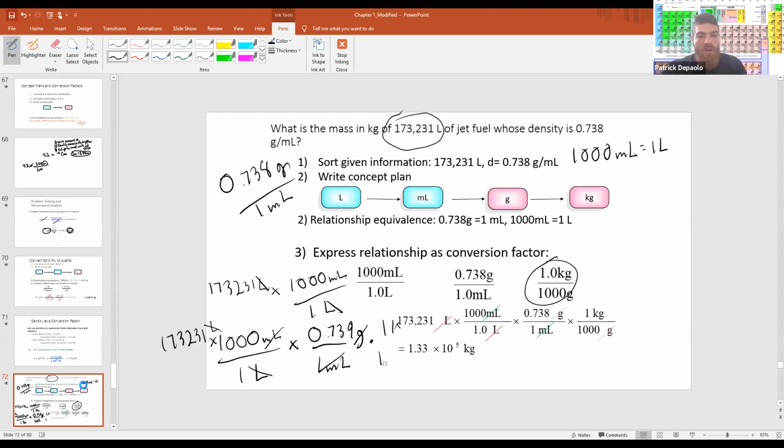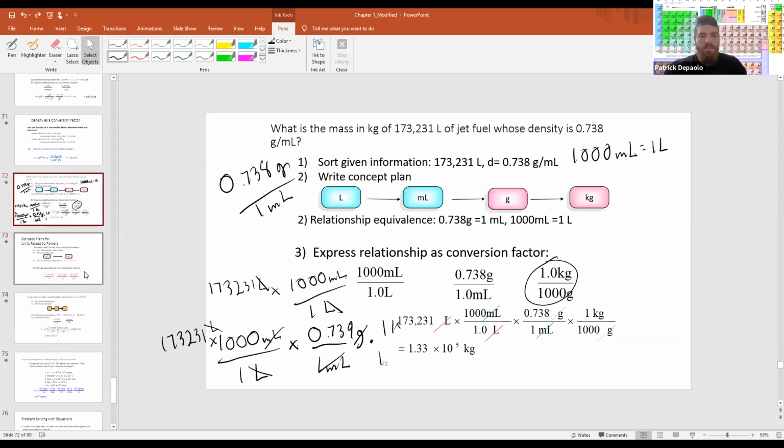Anyway, any questions on the longer ones? I don't know why I just saved it. I don't know why I did that. That's just my natural instinct to save everything. So anyway, any questions?